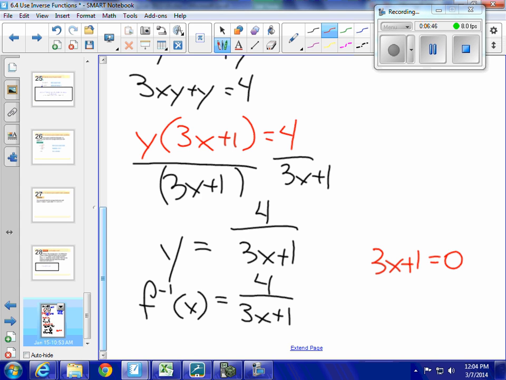Can you say that again? I cannot have my denominator equal to 0. So I'm going to set my denominator equal to 0, which tells me what values of x I cannot have. So I have 3x is equal to -1, x is equal to -1/3. So the domain of my inverse is that x cannot be equal to -1/3. We're okay with that?